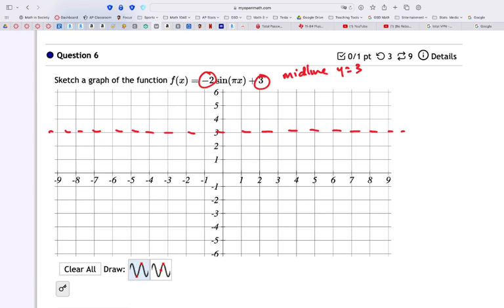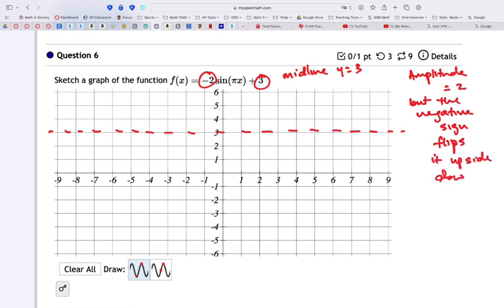And then, oh interesting, there's a negative sign there. So it's -2, so we know the amplitude is 2, right? 2 on top and 2 below the midline. So the highest point will be at 5, and the lowest point will be at 1. But the negative sign actually flips the graph upside down. Instead of a normal graph, which starts from 0, goes up, then comes down, it flips. So it goes down first and then comes up.